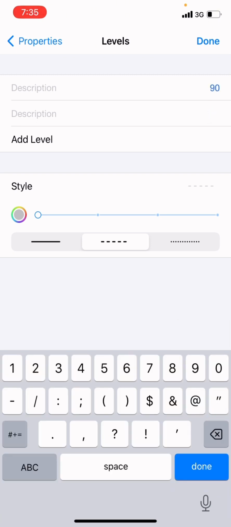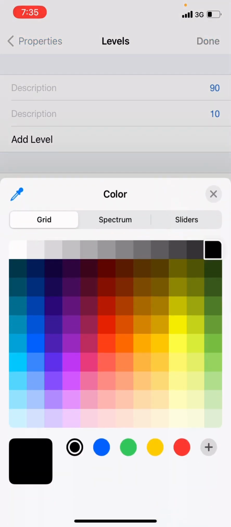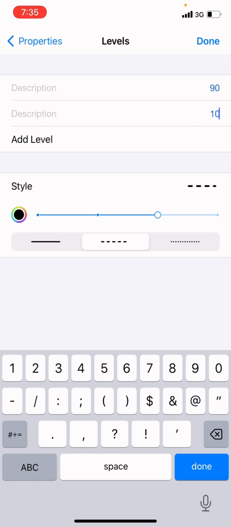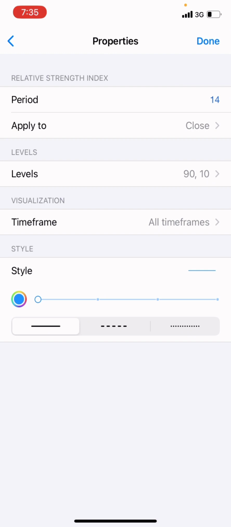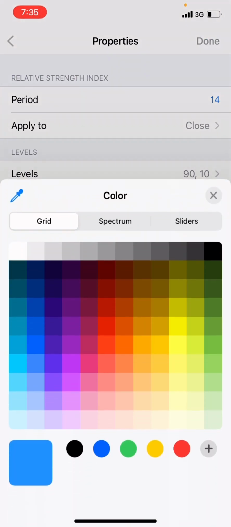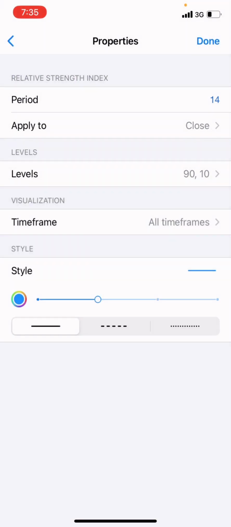I want you to pay attention to these levels: level 90 and level 10. The style is going to be 3 pixel, and the color is going to be black. After that, you click on done. The pattern is going to be the one in the middle, then you click on done. Then the line is going to be 2 pixel for the style, and you leave the color on blue. The line type is the first one, the straight line. Then you click on done.